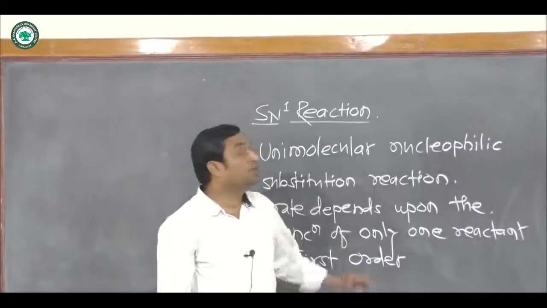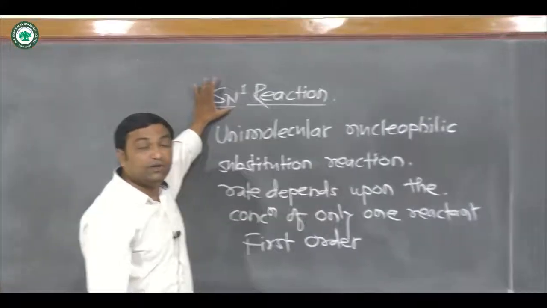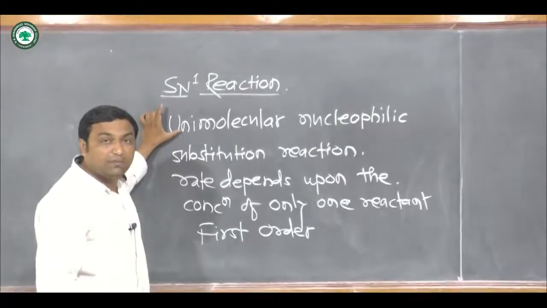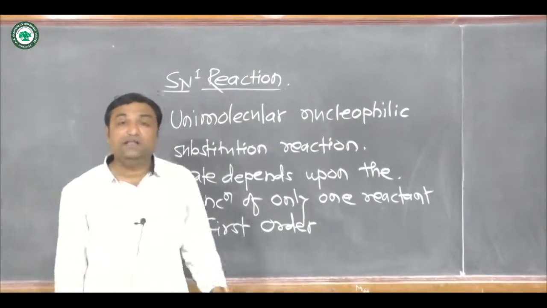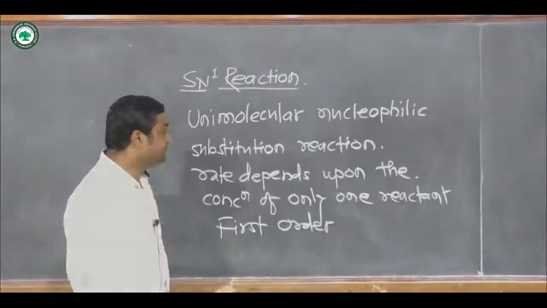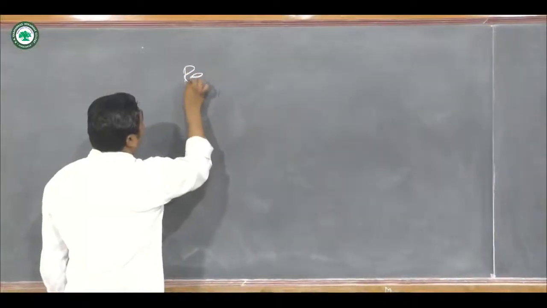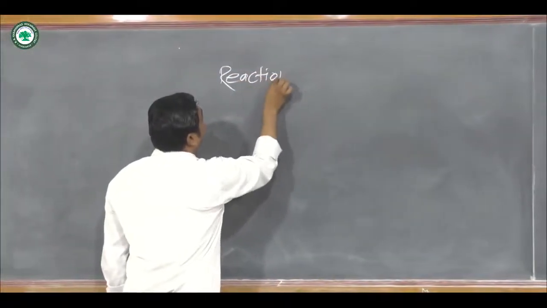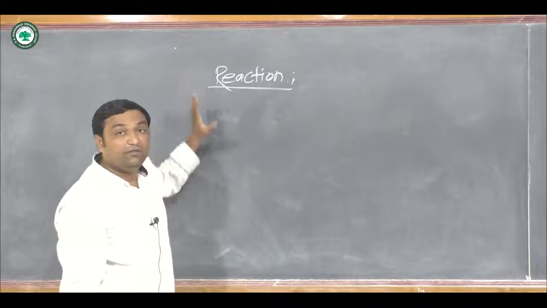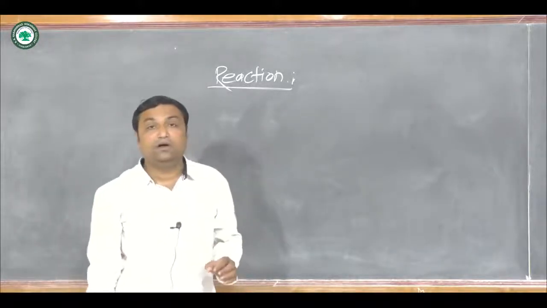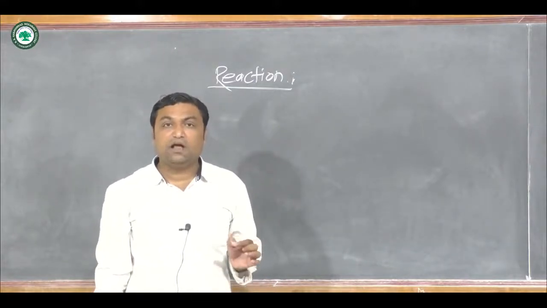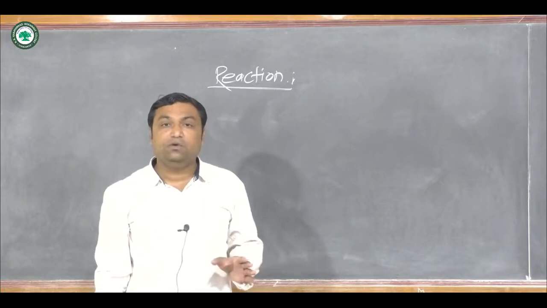To understand the concept of SN1 reaction, we take an example of hydrolysis of alkyl halide. Hydrolysis of what? Alkyl halide by using aqueous NaOH or KOH. We know that when we carry out the hydrolysis of alkyl halide by using aqueous KOH or NaOH, we obtain alcohol as a product.